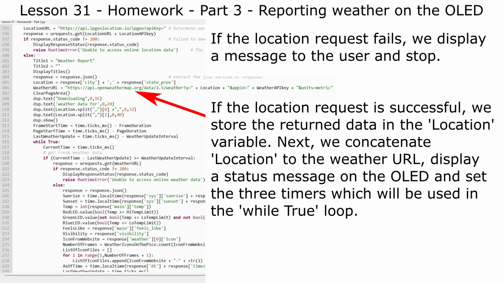Then we concatenate location to the weather URL, display a status message on the OLED, and set the 3 timers which will be used in the while true loop.